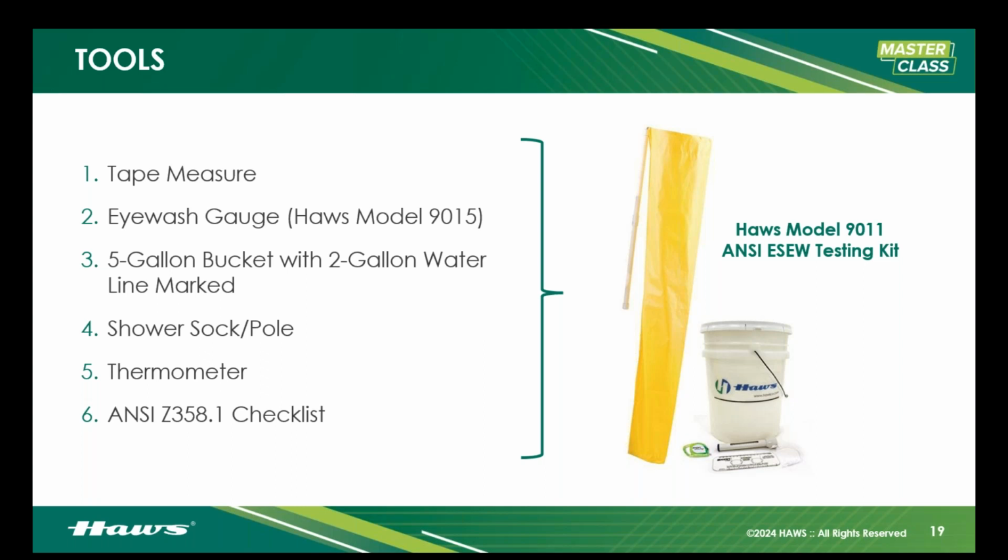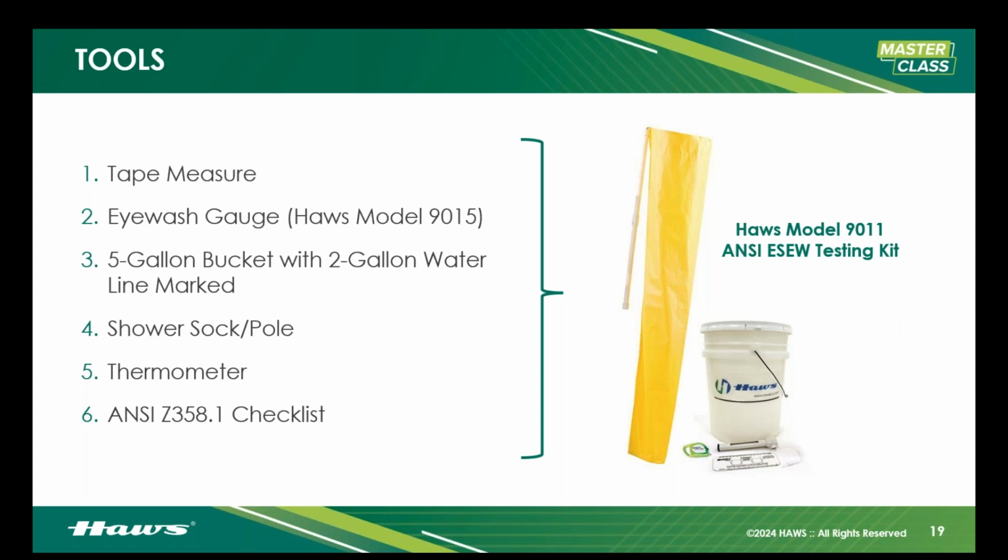You're going to need a tape measure, pretty standard, any type of tape measure. You're going to need an eye wash gauge. This was designed by the ANSI Z358.1 standard. I'll show you a little diagram of it later, and I'll show you how to use all this as well. But we're going to need that eye wash gauge. It's based on average human anthropometrics. Lets us know that the eye wash or eye face wash is usable.